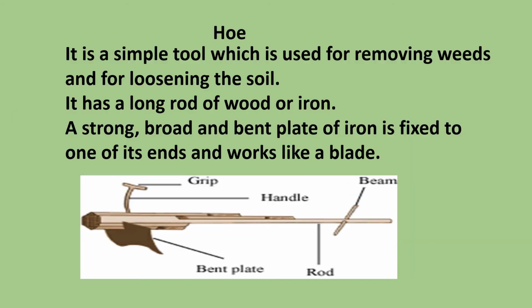The next implement that is used widely for preparation of the soil is the hoe. It is a simple tool which is used for removing weeds and for loosening the soil. It has a long rod of wood or iron. A strong, broad and bent plate of iron is fixed to one of its ends and it works like a blade. So this is the blade which is used. If it is manually used, this handle is used by the farmer, and if it is pulled by an animal, then this beam is kept on the neck of the animal and the farmer grips the handle.